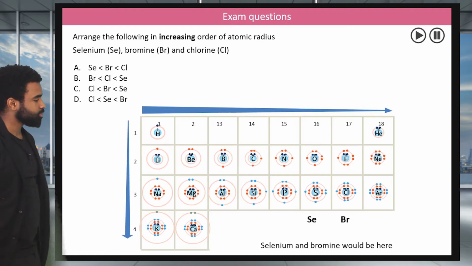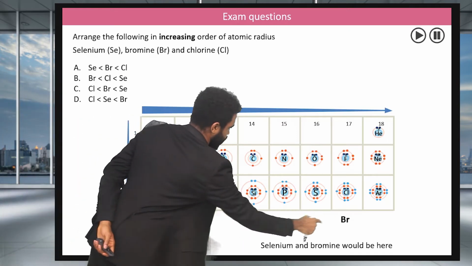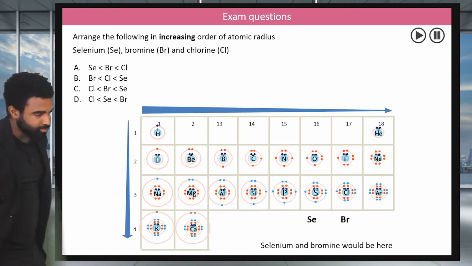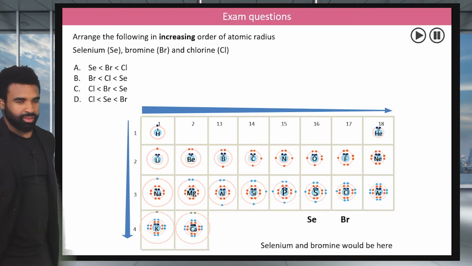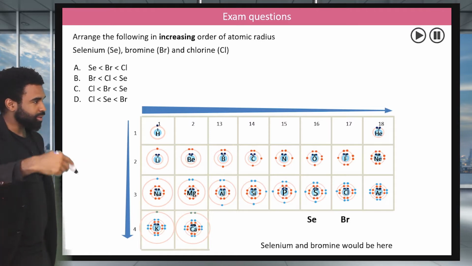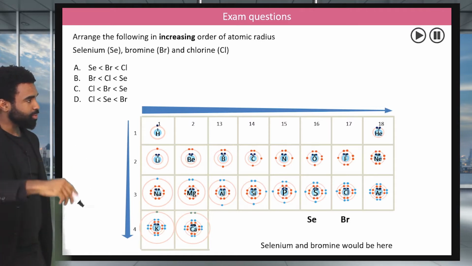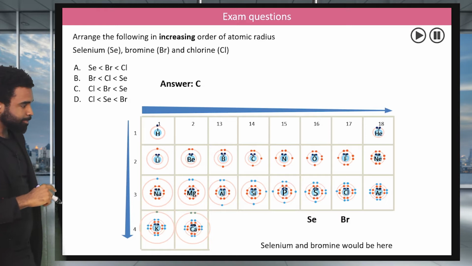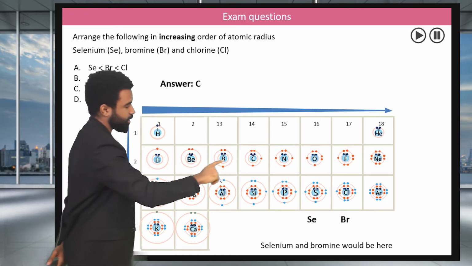Here's our clue. Here's where selenium and bromine would be, but I haven't drawn them. So you need to use your imagination to think about what they would look like. In 3 seconds, I'll show you the answer. Make sure you pause the video and work through it. 1, 2, 3. Here's our answer. The answer is C. So chlorine, selenium, and bromine.